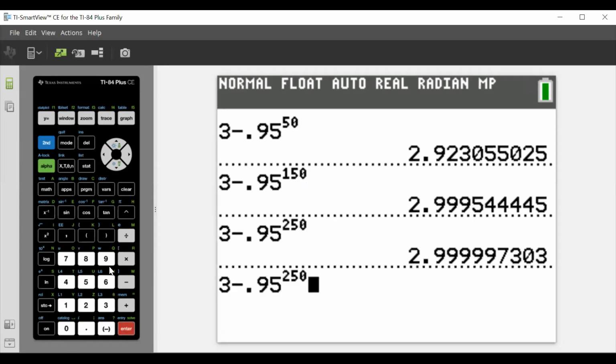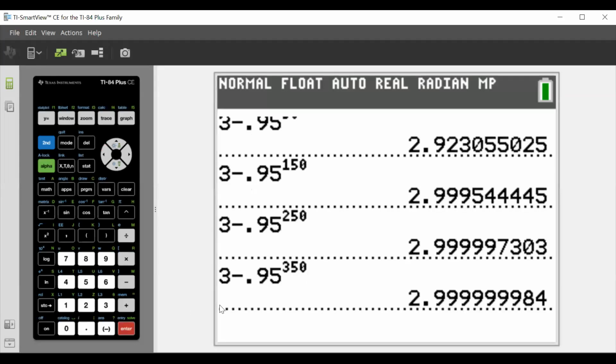We'll go one more, and we'll go to 350. And so now we have 2.99999, and it keeps going out further and further. And so we're pretty sure, looks like what's happening here is we're going to go to 3, okay?